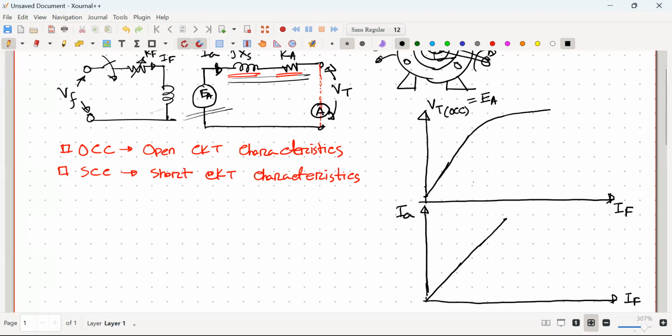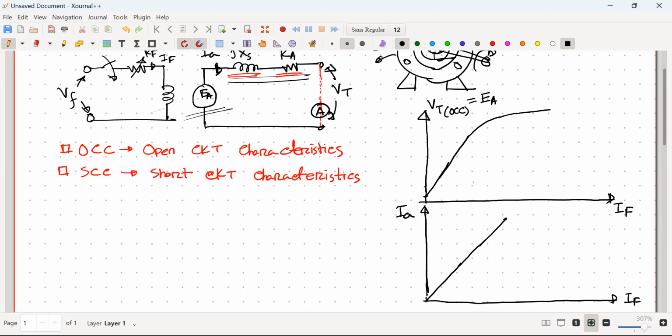So stop there, because if you increase IF and the generator starts providing more than the rated current, it may cause damage to the generator. So we'll stop here. And for this IA current, you will not be able to see the saturated condition, because before we reach the saturated condition, our IA will reach the rated current. That's why it's quite impossible to see the saturated condition here.